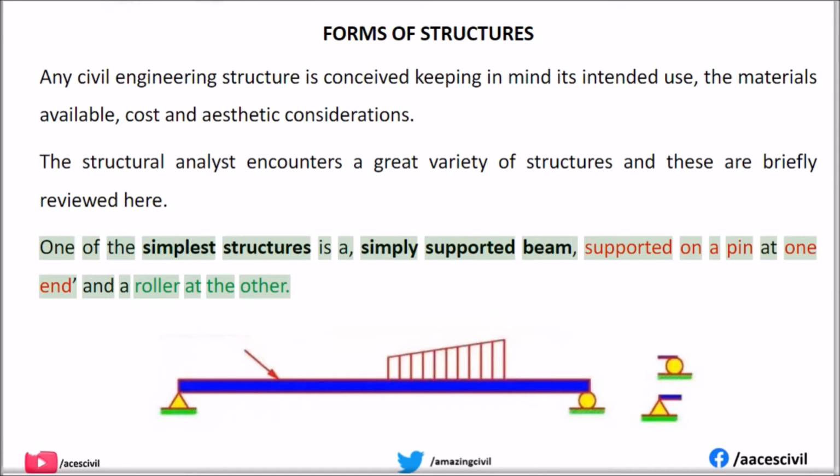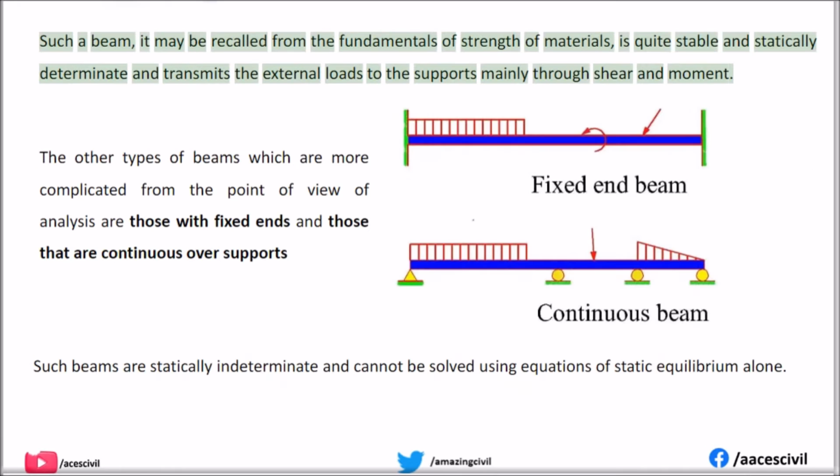One of the simplest structures is a simply supported beam, supported on a pin at one end and a roller at the other. Such a beam, it may be recalled from the fundamentals of strength of materials, is quite stable and statically determinate and transmits the external loads to the supports mainly through shear and moment.